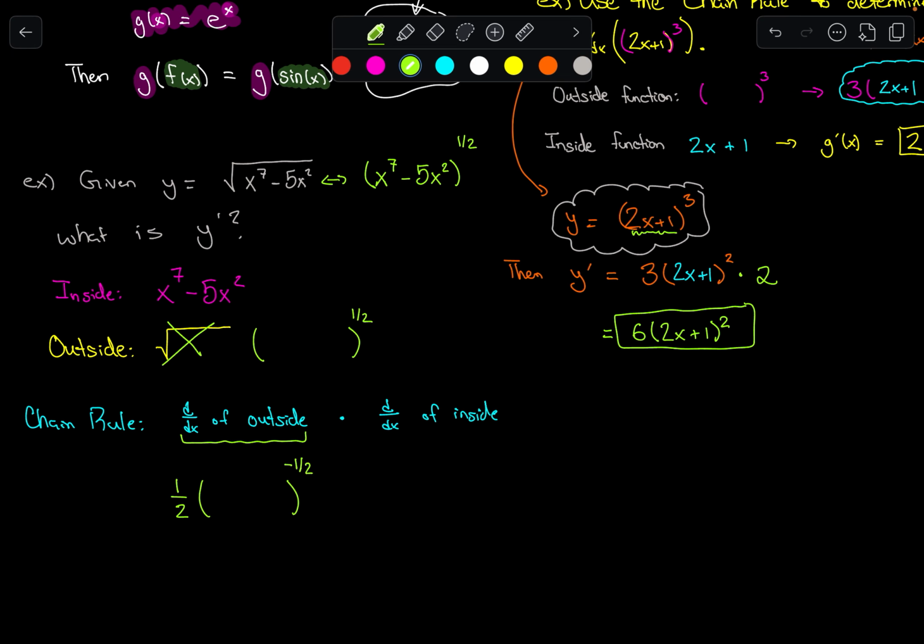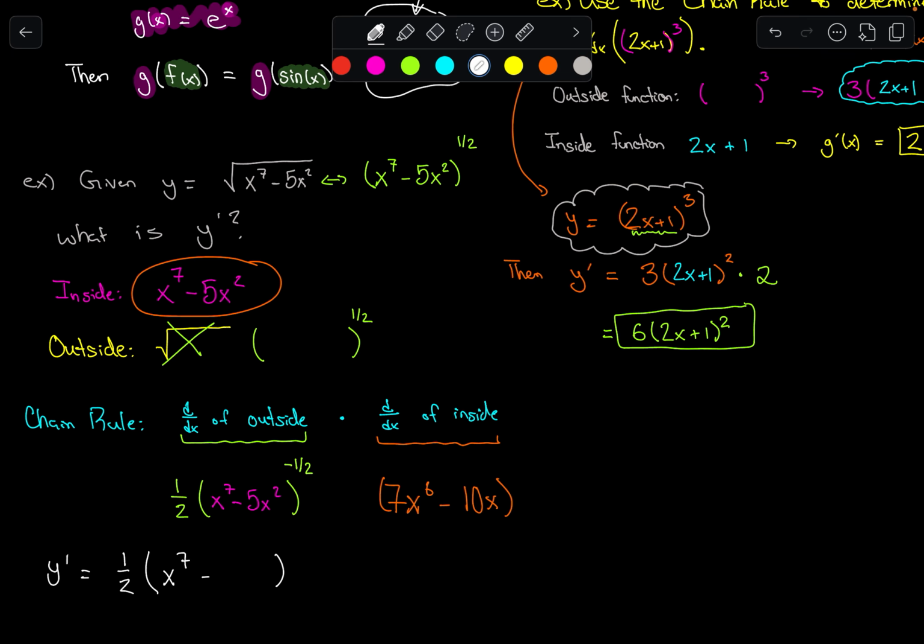That's not too bad. Now, what's on the inside of those parentheses? We keep whatever's on the inside, so we're not worried about it. We're just doing the derivative of the outside. And now let's do the derivative of the inside, which is going to be 7x to the 6th minus 10x. I'll put that in parentheses there, because this is actually our final answer. So we're going to get y prime is equal to 1/2 multiplied by x to the 7th minus 5x squared raised to the negative 1/2 power, and then multiplied by 7x to the 6th minus 10x.